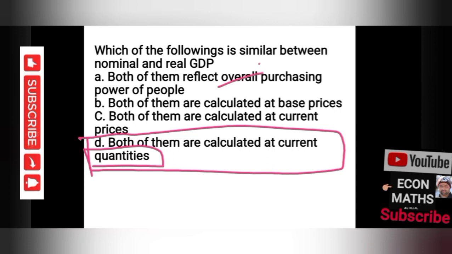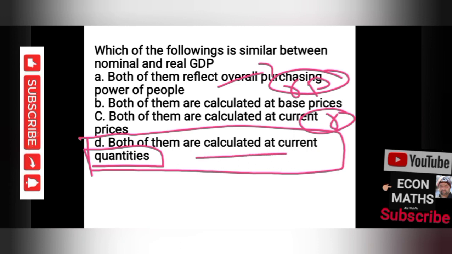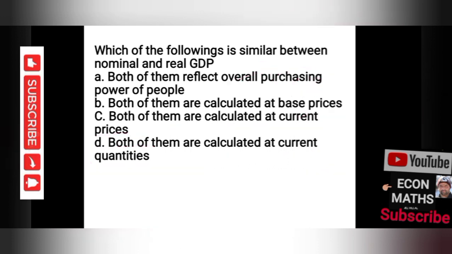Because purchasing power is reflected by real GDP. B option is, only real GDP is calculated on base prices and nominal GDP is calculated on current prices. So the correct option is only D. Both of them are calculated at current quantities.